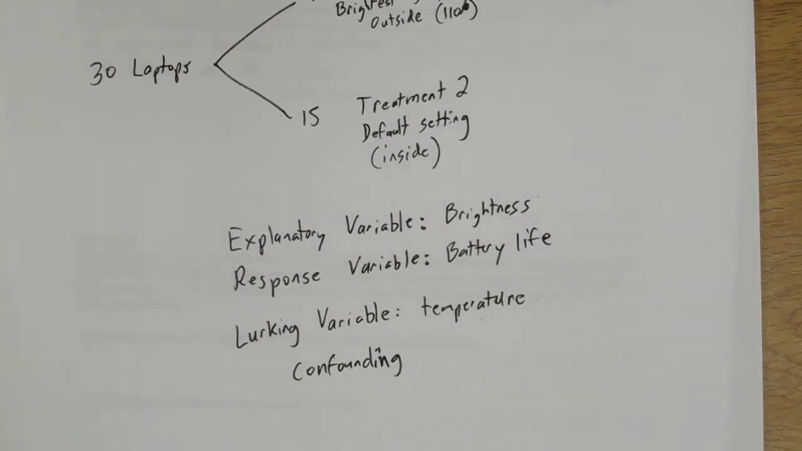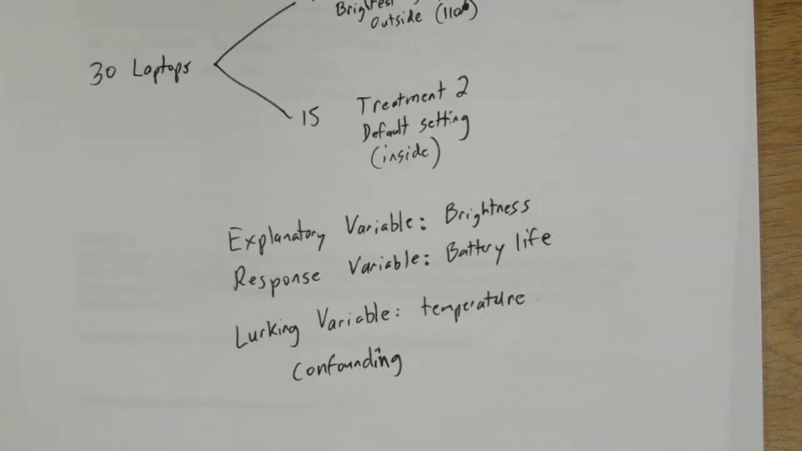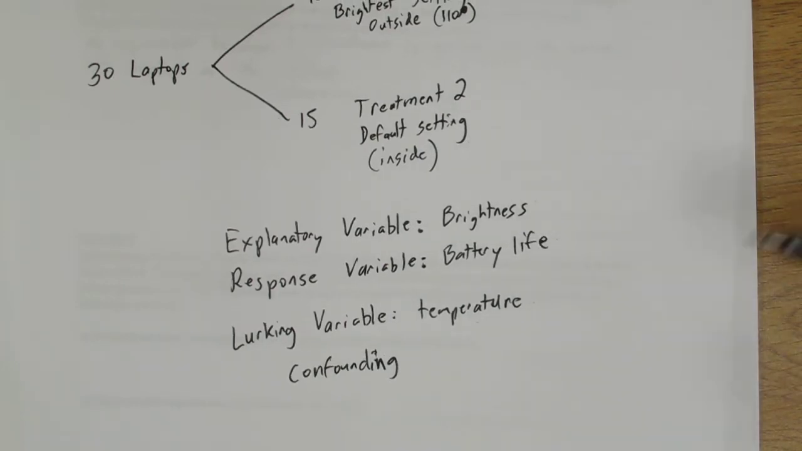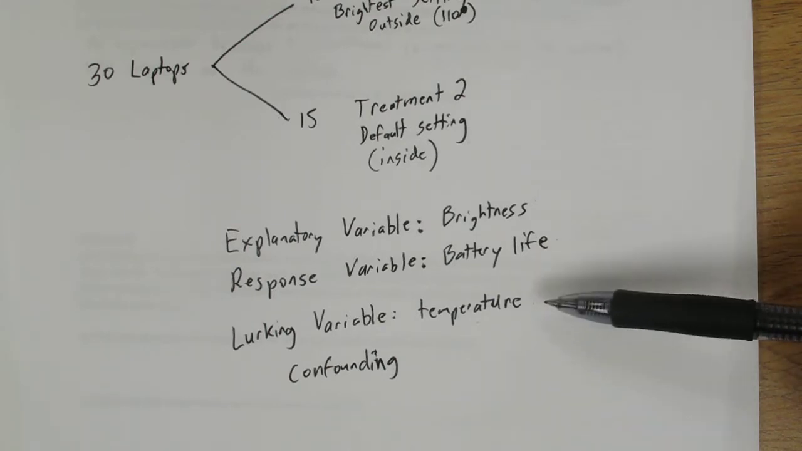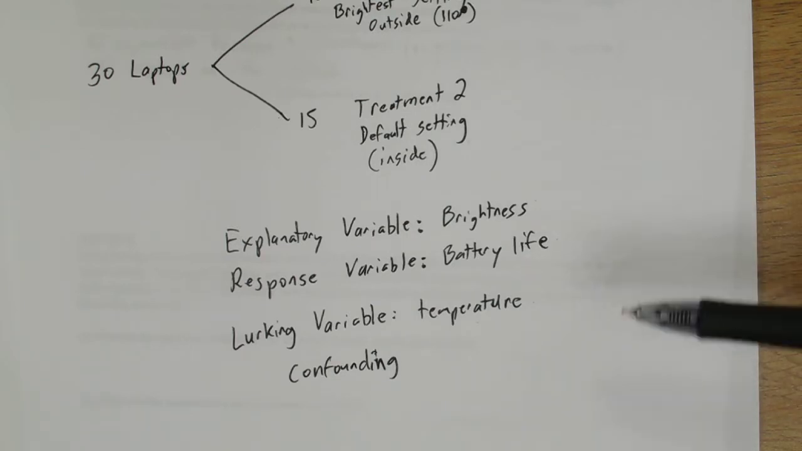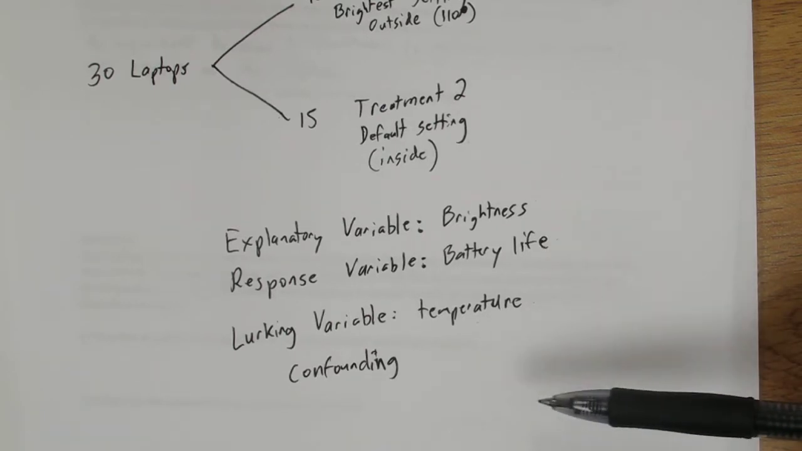Confounding is kind of like the word confusing. We're not really sure which of these is causing it. Here's something. Lurking variables will always exist in any experiment. But in a well-designed experiment, we can make sure our lurking variables do not become confounding variables, or we can at least limit how confounding they are.